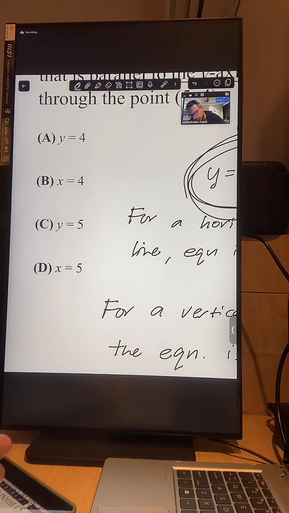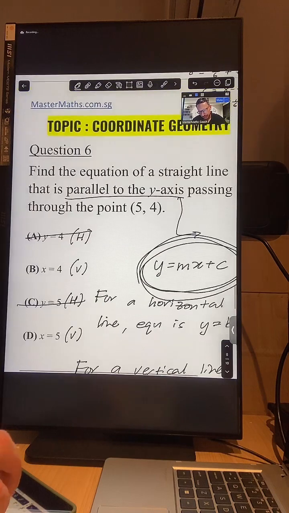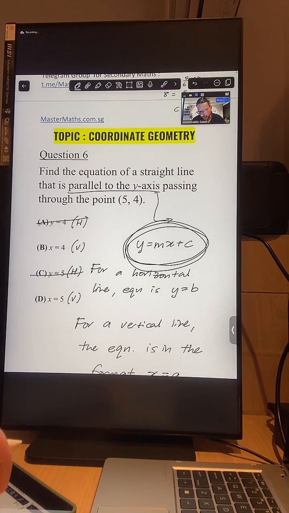So y equals 4 here is not a vertical line. Y equals 4 is a horizontal line. X equals 4 is a vertical line. Y equals 5 is a horizontal line. X equals 5 is a vertical line. So we cancel out A and C. Okay, so we're left with x equals 4, x equals 5. It says here that the straight line passes through the point (5, 4).